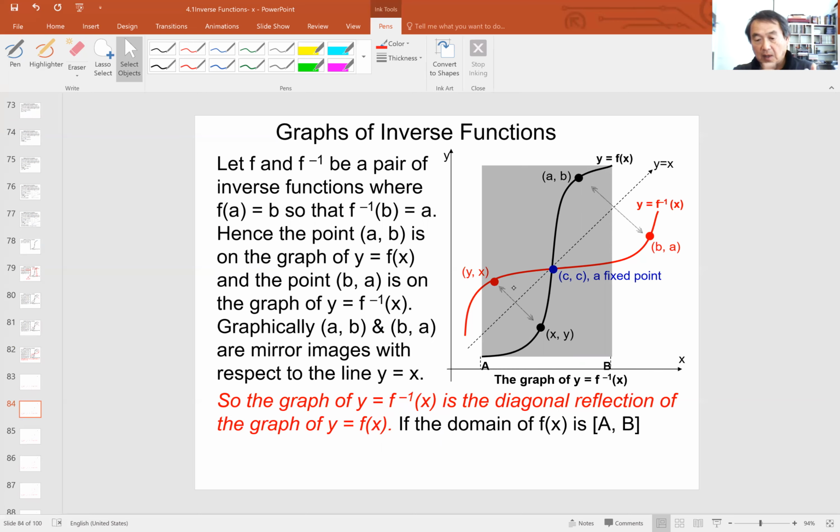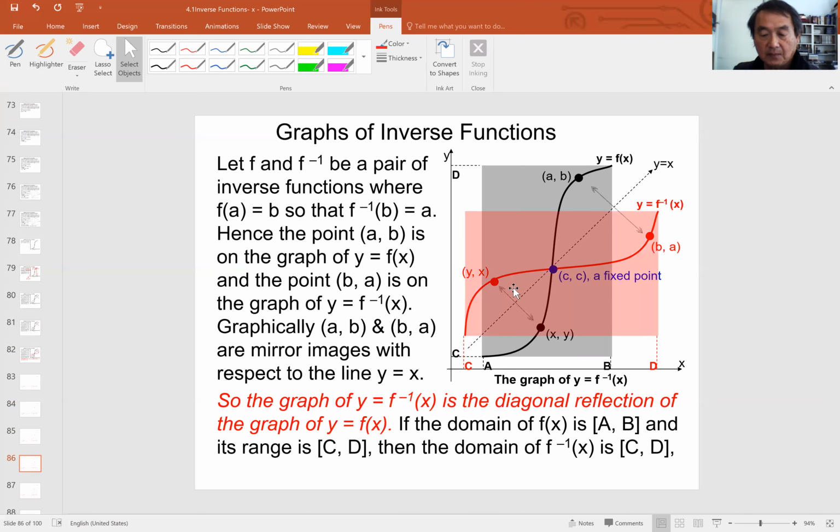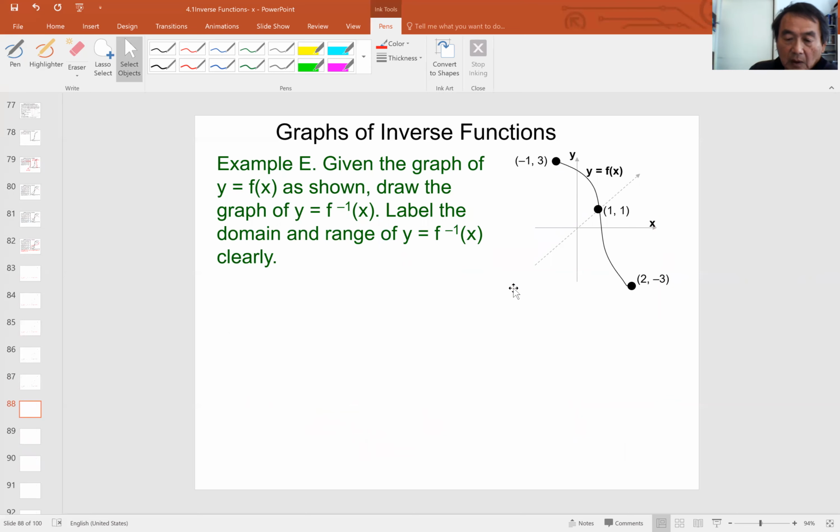If the original domain is from capital A to B, and the range is C to D, then in the flipped picture, the domain for the inverse formula will be C to D, and the range will be A to B. Okay, the original domain of x, A to B, becomes the range for the inverse. So here's an example. In general, if you have to do this really fast, what does the inverse look like?